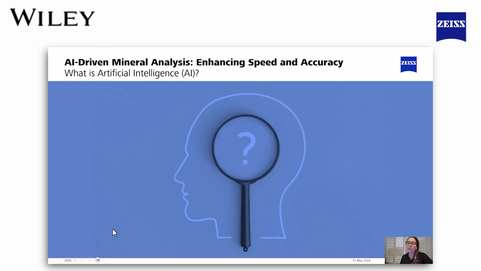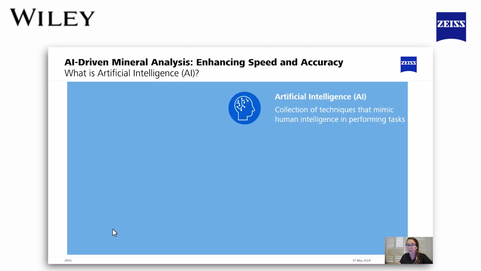I think the best way to start is to discuss what is artificial intelligence, or AI. This is a buzzword within the community, and it's a really powerful tool, but not everyone is familiar with what AI is and what types of AI are relevant for image analysis. If we look at AI in its simplest definition, it's just a collection of techniques that allows computers to mimic human intelligence when performing tasks.